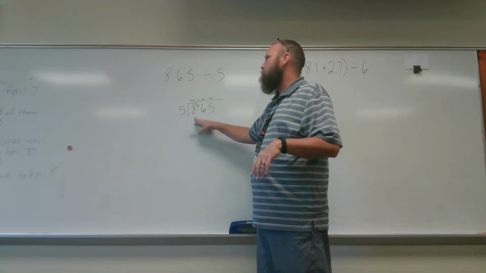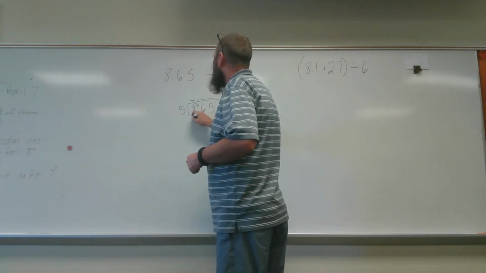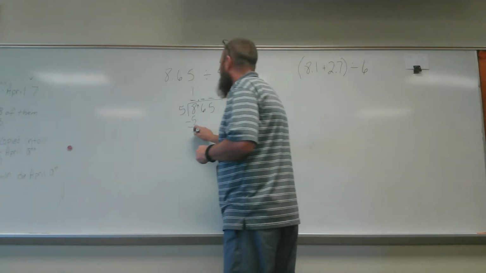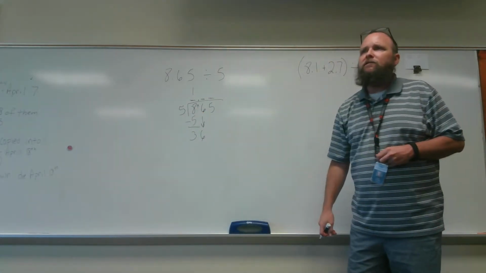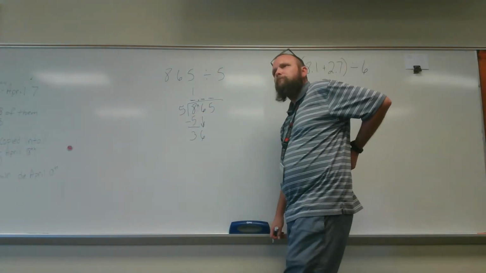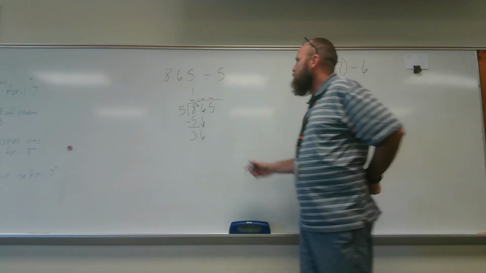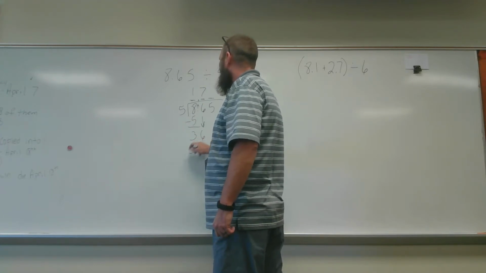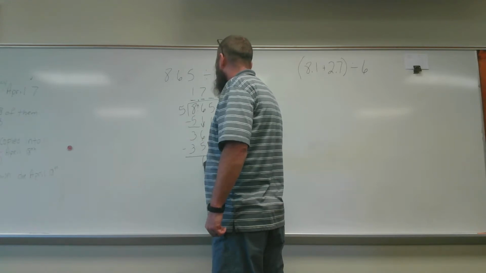So, Lizzie, how many times does 5 go into 8? 1 time. 1 times 5 is 5. Lizzie, 8 subtract 5 is? 3. Bring down the 6. Lizzie, how many times does 5 go into 36? 7 times. 7 times 5 is? 35. Subtract. 1. Bring down the 5.